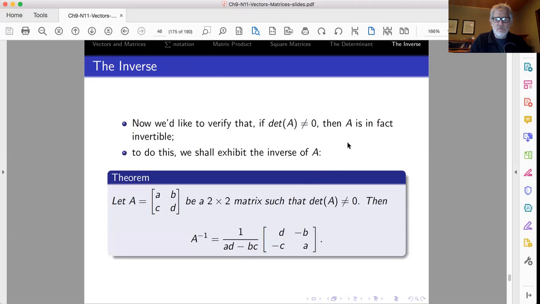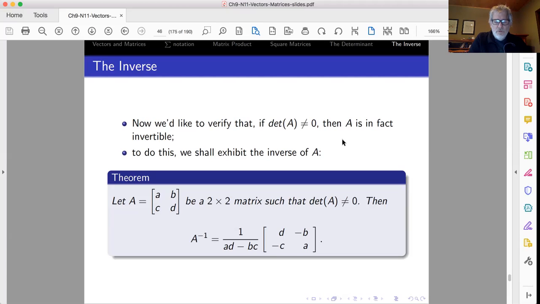So here's our result. I take a 2 by 2 matrix A, with entries A, B, C, D, and I suppose that its determinant is not 0. Then I claim that the inverse of this matrix is what you see here. It's a 2 by 2 matrix, D, minus B, minus C, A, multiplied by a number which is 1 divided by AD minus BC. Notice that this AD minus BC is precisely the determinant of A, okay? So for this formula to make any sort of sense, this number cannot be 0, right?